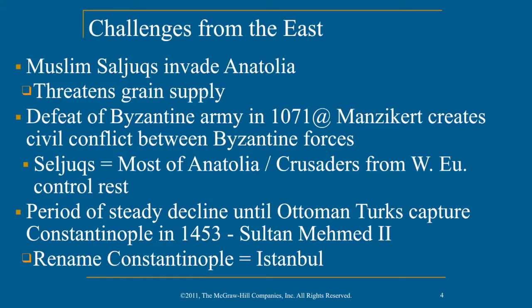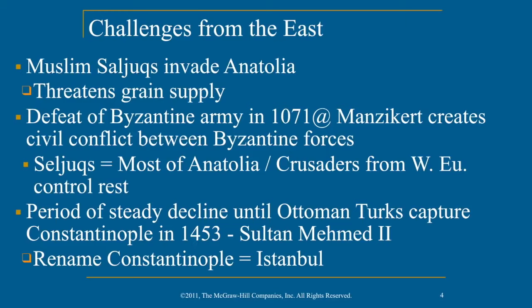And as the Muslim Seljuks invade Anatolia, they're able to threaten the grain supply that leads to the Byzantine Empire, forcing them to have economic distress and also food shortage problems. The defeat of the Byzantine army in 1071 at Manzikert creates a civil conflict between Byzantine forces.